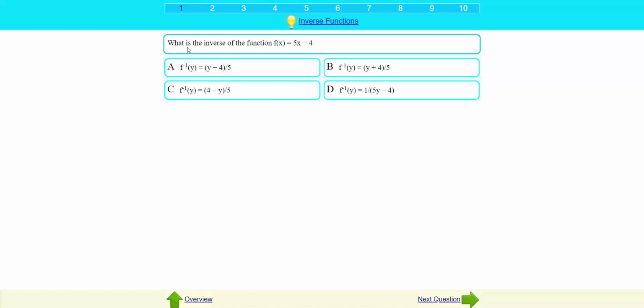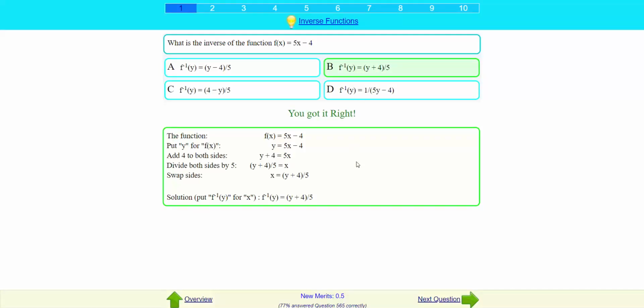Alright, the first question. What is the inverse of the function f of x equals 5x minus 4? So we flip this with y. So y equals 5x minus 4, then x equals y plus 4 divided by 5. You can see y has been flipped with the f of x, and then the 4 went to the other side, and that's how you have it.